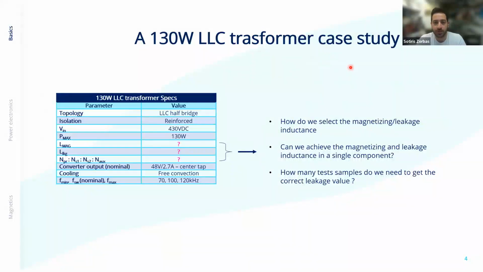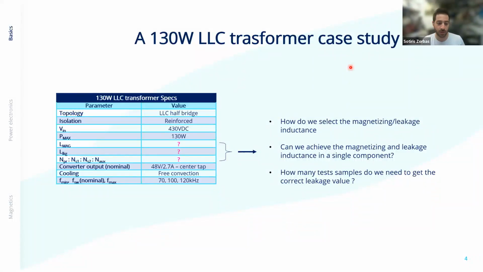So the case study is again a 130 watt LLC transformer. We have explored that transformer in the last newsletter, so many of you will be familiar with this transformer, but the interesting part is that we try to copy an existing application note. So in the application note, there was a transformer manufactured by someone else.